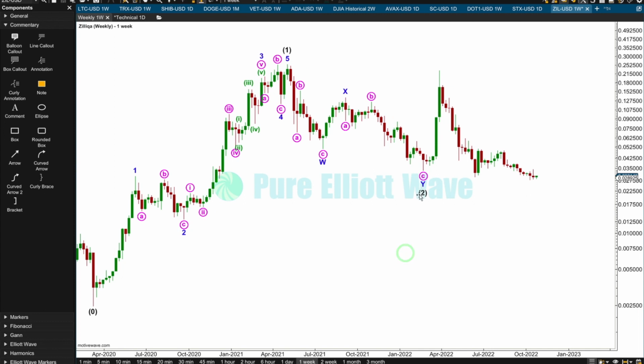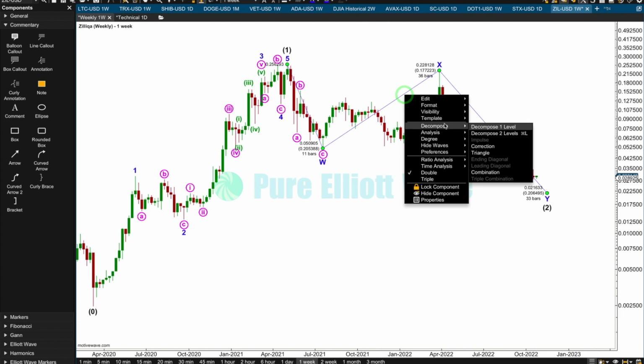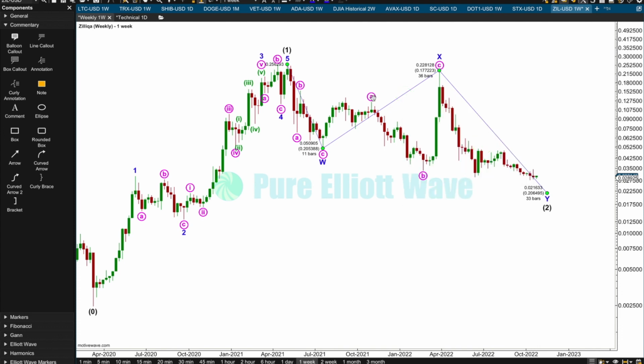So the obvious thing I want to do with this is I'm just going to check to see if X is 90% the length of W. No, it's 86%. So this could still look like a double zigzag, and X could be an expanded flat. A bit time consuming, but I'm just going to look at the length of B in relation to A here. It's 1.2 times length of A. It doesn't look ideal, but it doesn't look too bad. There's a lot of overlapping in there too, so I think this is probably some kind of B wave.